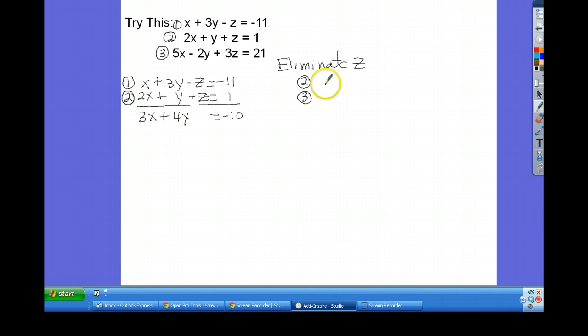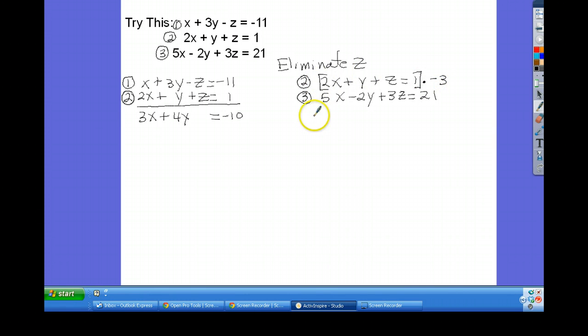Okay, copying down 2, we get 2x plus y plus z equals 1, and equation 3, 5x minus 2y plus 3z equals 21. Remember, we're eliminating z. So what we'll want to do is create a negative 3 in front of this one so that we add it to the positive 3 and it goes out or eliminates. So we're going to take this equation, the entire equation, and multiply by negative 3.